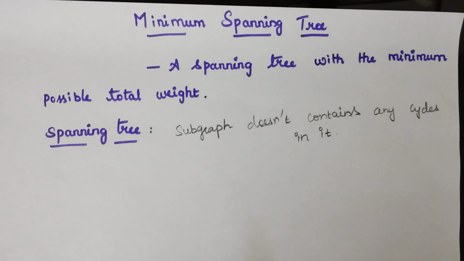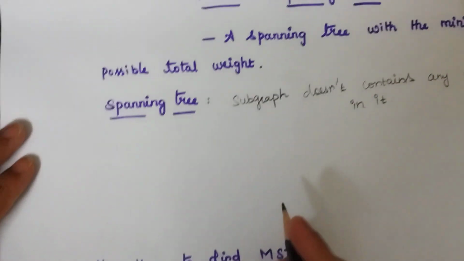Now coming to the minimum spanning tree. When do you go for a minimum spanning tree? When the spanning tree has some edges, you need to find which spanning tree has the minimum weight, that is, the total cost of the spanning tree should be less compared to other spanning trees. So for a graph, how many spanning trees can we construct? We'll see one example for that.